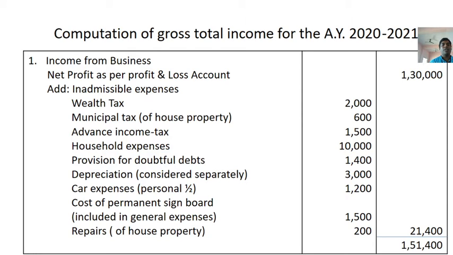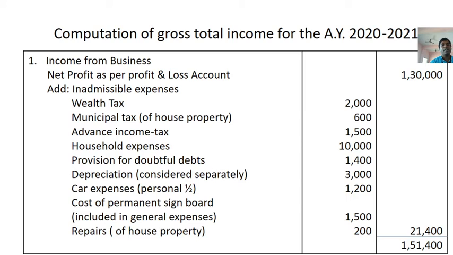The third category of disallowable expenses is expenses related to other heads of income, like municipal tax paid, repairs and collection charges in respect of house property, and collection charges in respect of income from other sources. If these expenses are debited to the profit and loss account and given in the additional information, they are disallowed or inadmissible, and are added back to net profit.